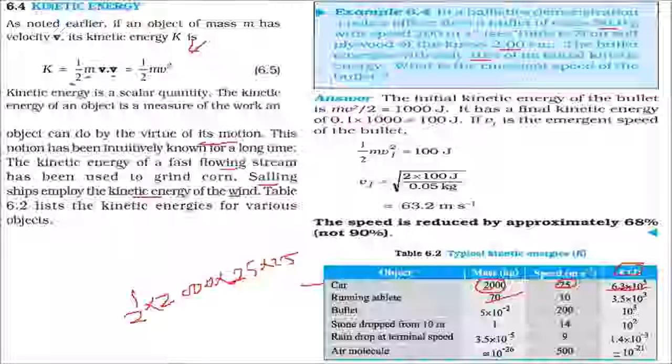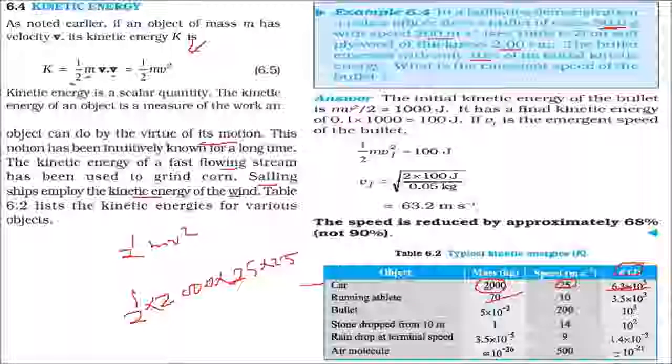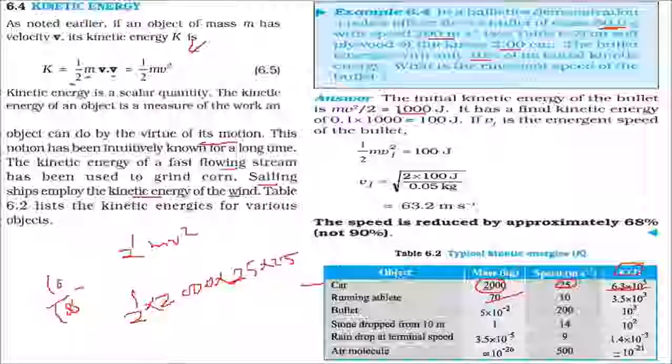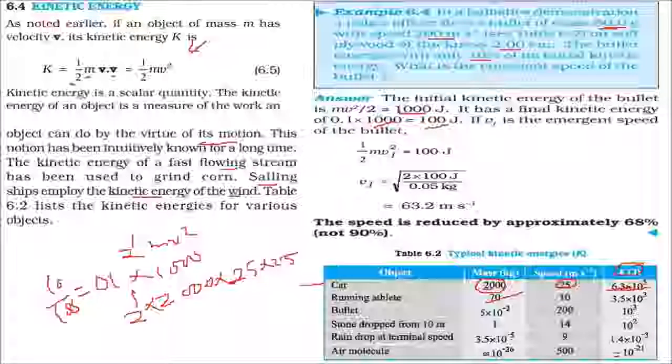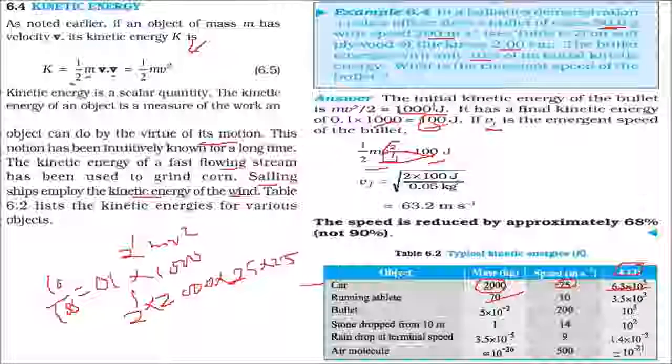See, the initial kinetic energy of the bullet is half m v square. Just use the mass which is given here, which is 50 gram, and the velocity, which is this one. So you get 1000 joule. But only 10% of the kinetic energy remains. So 10%, that is 10 by 100, which is actually 0.1 of this 1000 that is remaining. So this is only 100 joule. So what is the final velocity? Vf, and the final kinetic energy is half m Vf square, which is equal to 10% of this one, which is 100 joule. How to find Vf? Take 2 here, m in the denominator, take the root. So this is 63.2. So the speed is reduced by about 68%, not 90%.